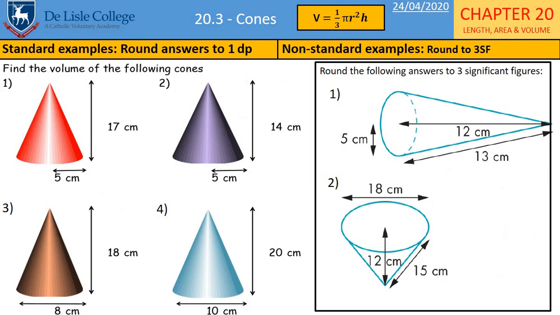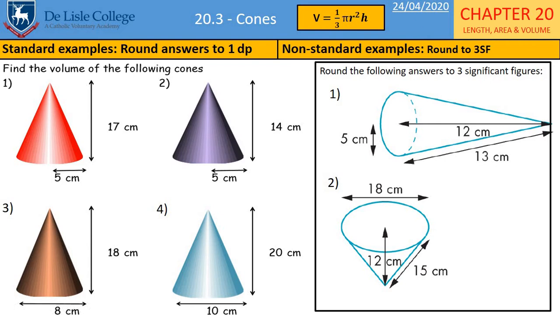Excellent. If you can now have a go at finding the volume of these 4 standard examples here, these 4 cones because they look the same, and then round it to 1 decimal place, and then have a go at finding the volume of these 2 non-standard examples. They're non-standard because they're at different positions, sometimes that confuses students, but also because this time you're rounding your answer to 3 significant figures, something we have looked at previously as well. Please pause the video as you do this. The formula is up here, but it should also be in your exercise book.